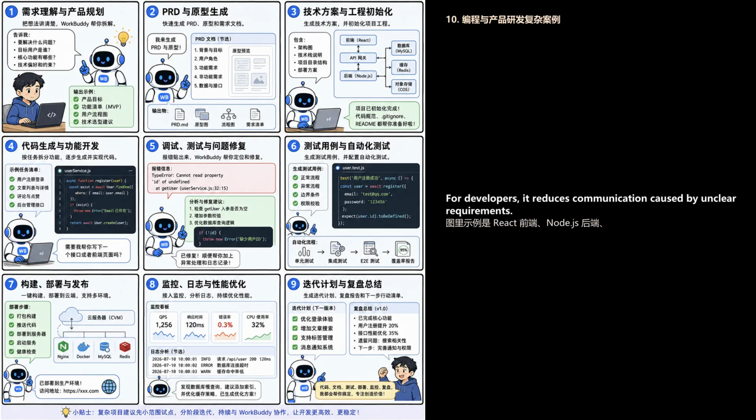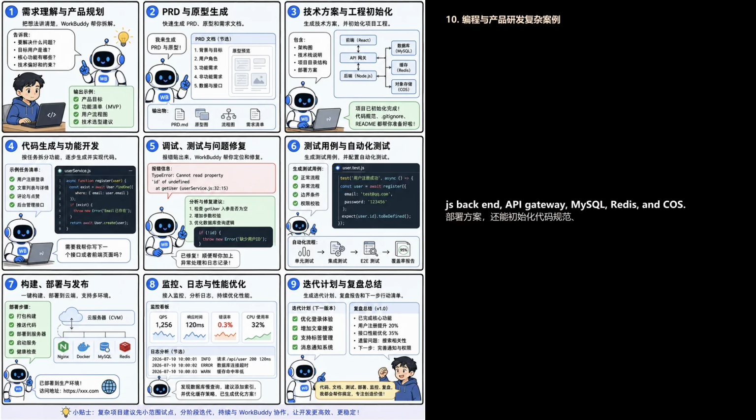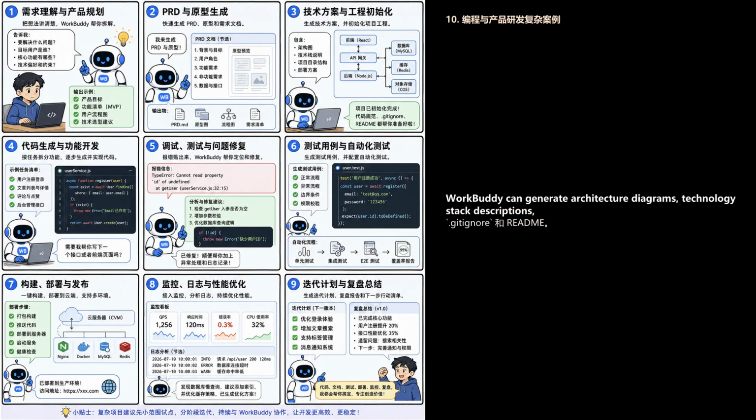The third step is technical solution and project initialization. The example uses a React front-end, Node.js backend, API gateway, MySQL, Redis, and COS. WorkBuddy can generate architecture diagrams, technology stack descriptions, project folder structures, deployment plans, coding rules, gitignore files, and README files.